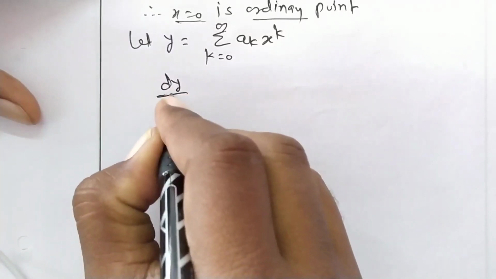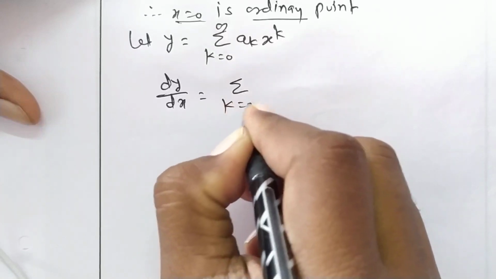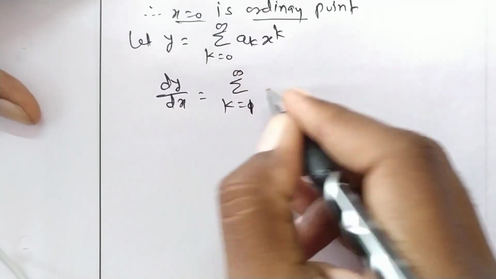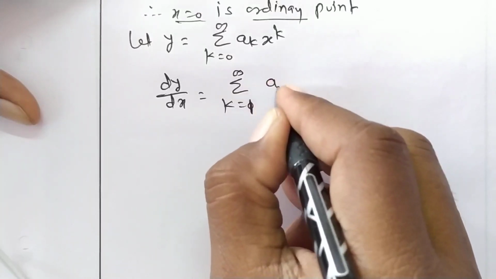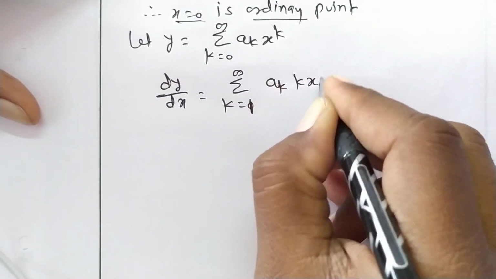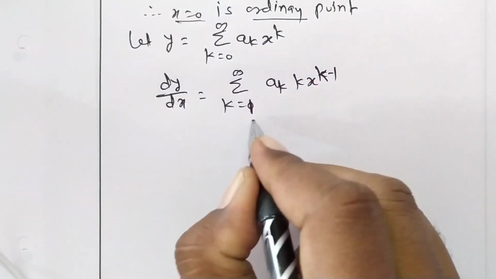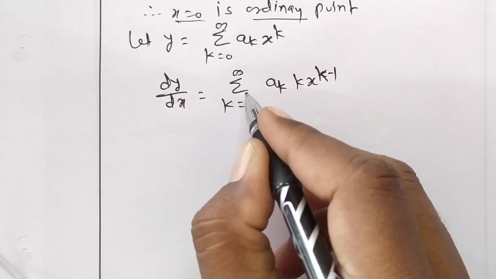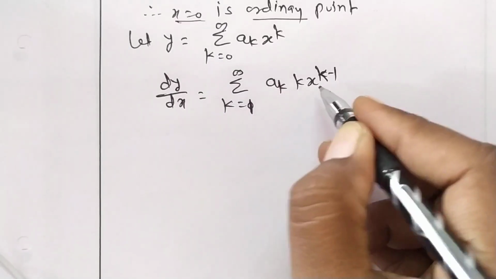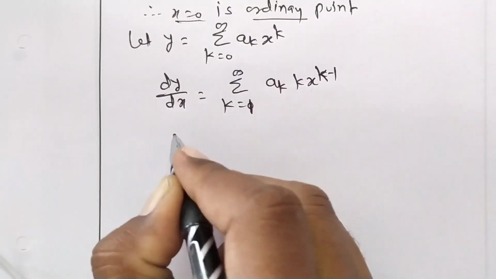For dy by dx, we take the derivative: it is equal to summation of k varies from 1 to infinity ak, with a constant, and the derivative of x raised to k is k into x raised to k minus 1. Why do we start k from 1 to infinity here? Because if we take k equal to 0 and expand this series, then we get a negative power of x. So in dy by dx, start k from 1.